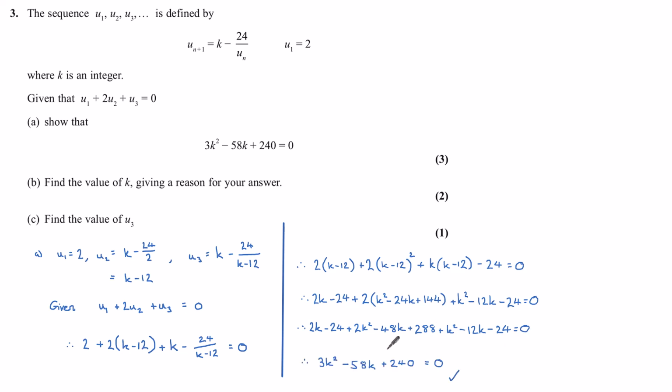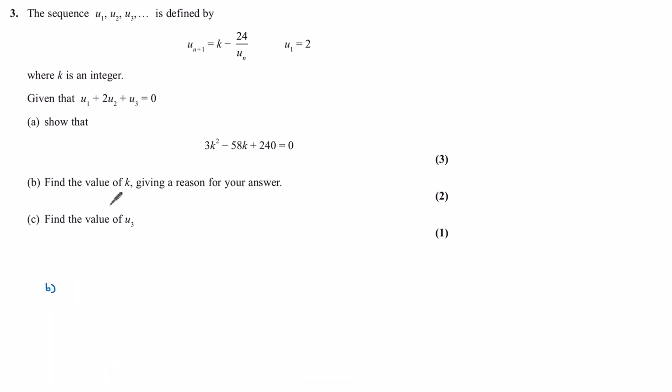And thankfully, bringing together our terms now, 2k squared plus k squared is 3k squared. 2k minus 48k minus 12k is minus 58k. And minus 24 plus 288 minus 24 is indeed 240. So we have shown this equation.